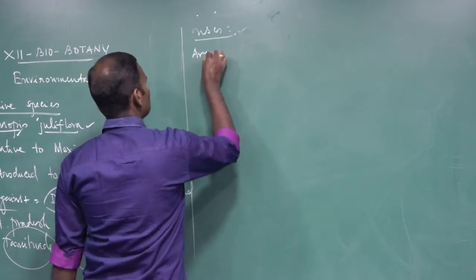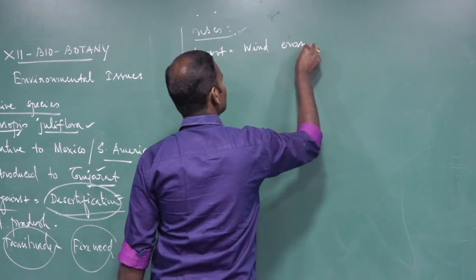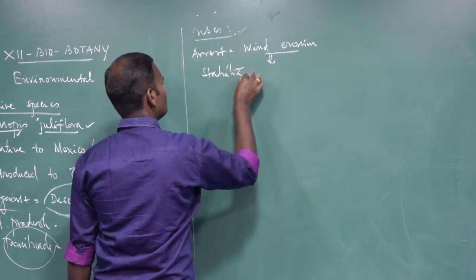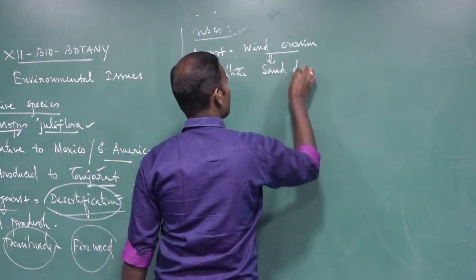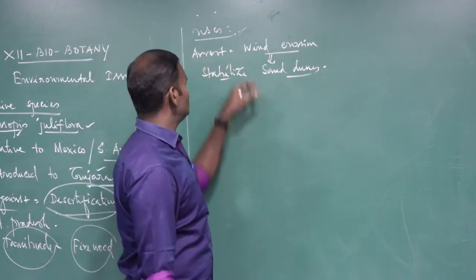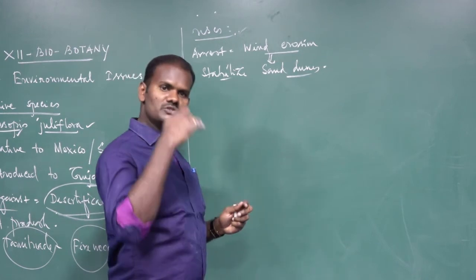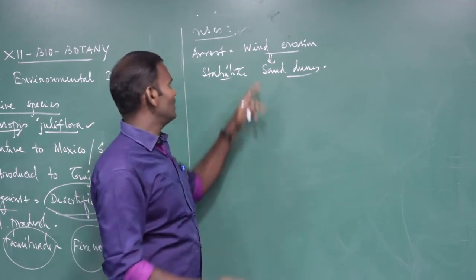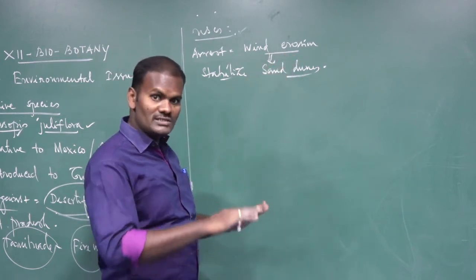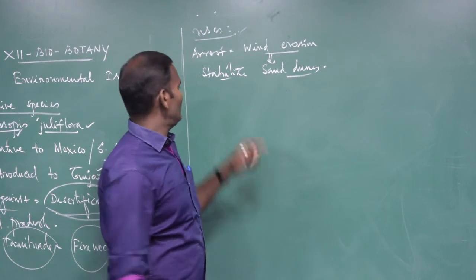It is used to arrest wind erosion and as a result stabilizes sand dunes in the coastal as well as desert areas. It is a huge tree. Due to the presence of these huge trees, it prevents the blowing of wind, or arrests wind erosion. As wind erosion is arrested, the sand dunes get stabilized, especially in the coastal areas as well as deserts.